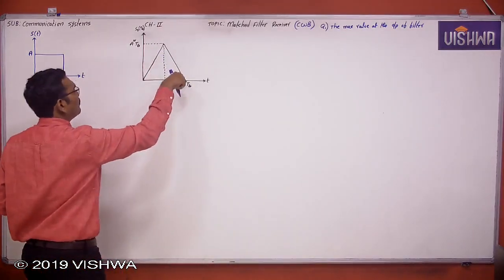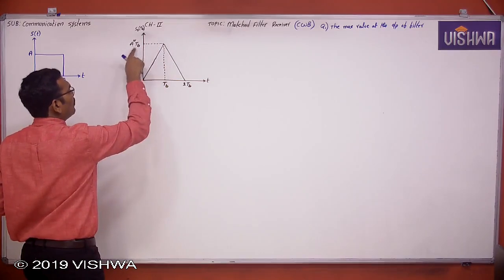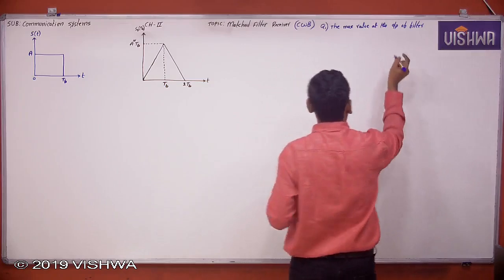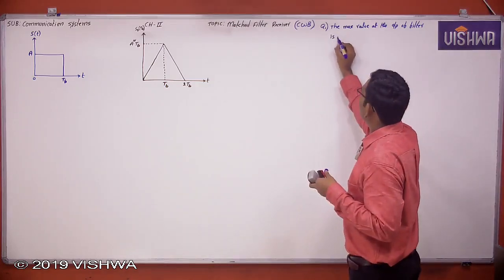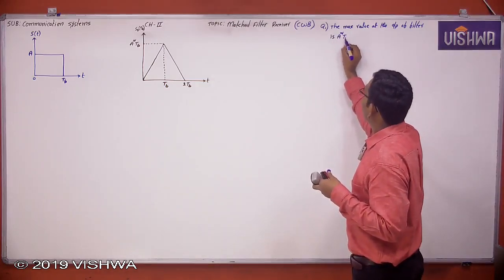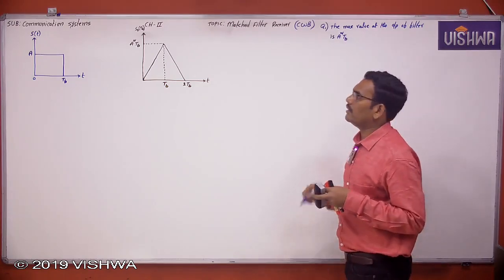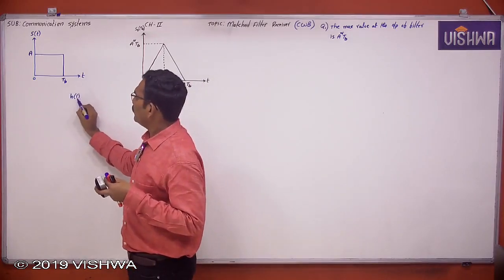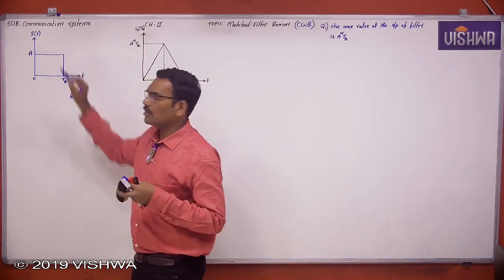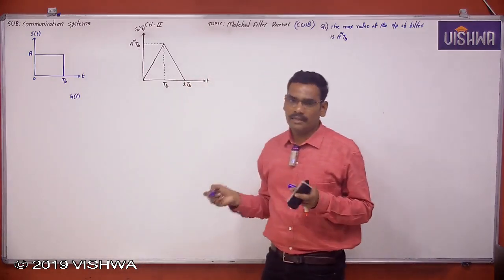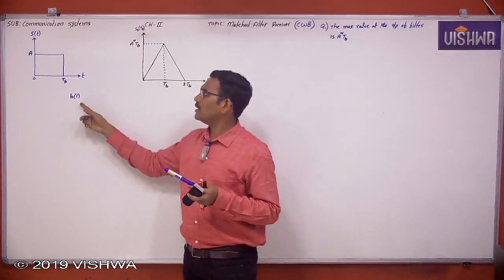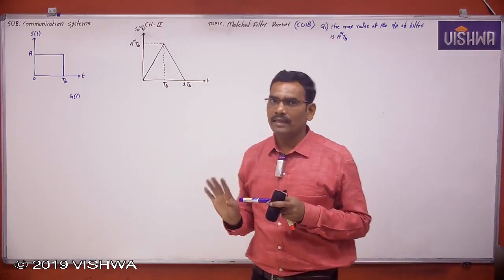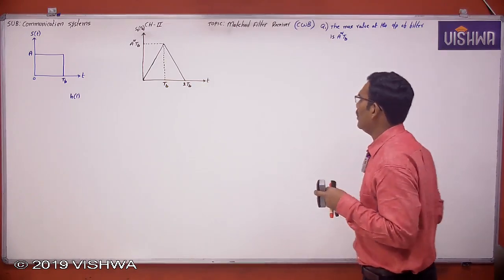Say this is the output of the filter. The maximum value at the output of the filter is A squared TB. But for getting this answer, what should we do? We want to apply the impulse response h(t) and do the convolution of h(t) and s(t), then you can get the answer. But finding the impulse response is one step and convolution is another step, and convolution is a big task. So without doing that, I will give you one small option.